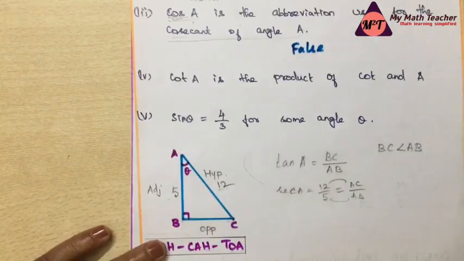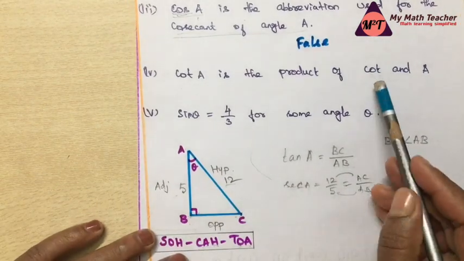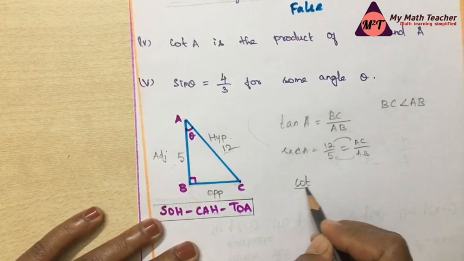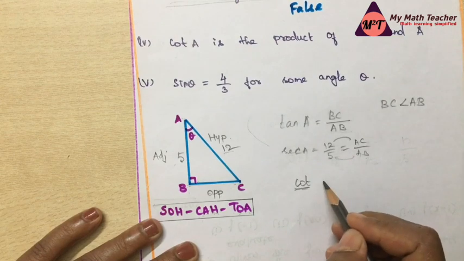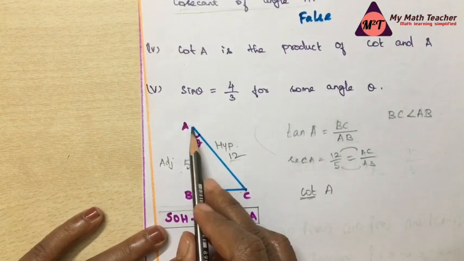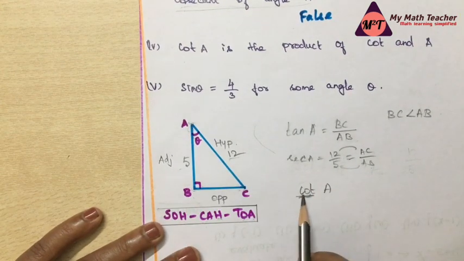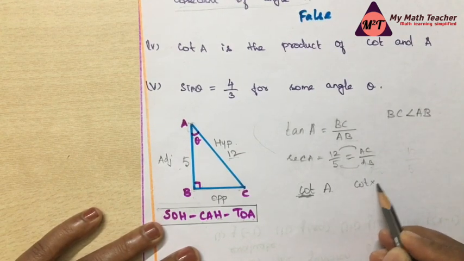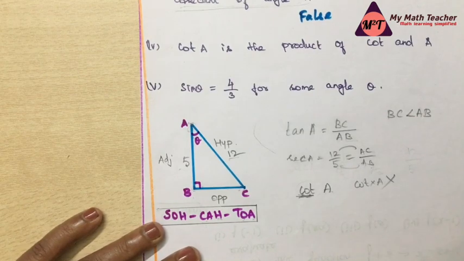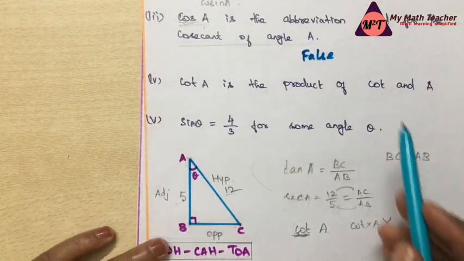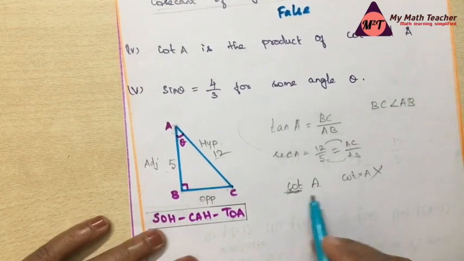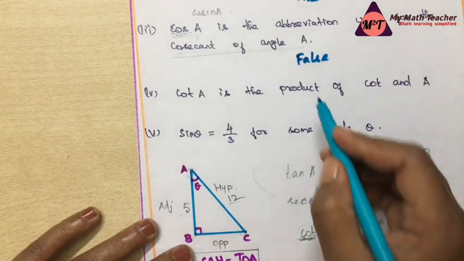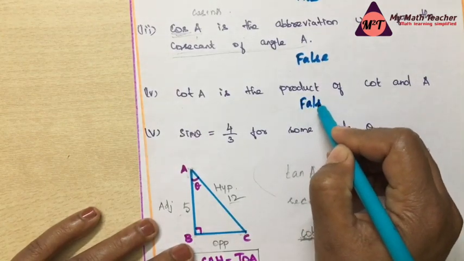Now the fourth one, cot A is the product of cot into A. So cot is the ratio with respect to angle A. We are referring to this ratio, that is cot A. It is not cot multiplied by A. This is wrong. So cot A is not a product of cot and A. It is just the ratio with respect to angle A. So this statement is also false.